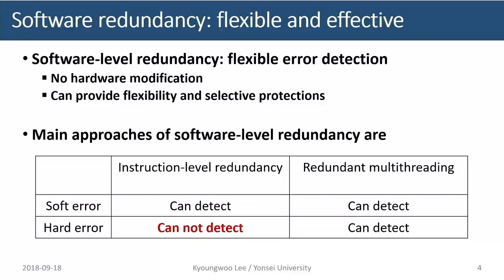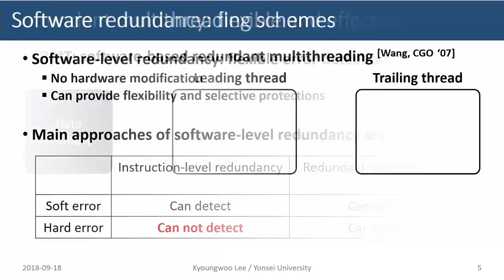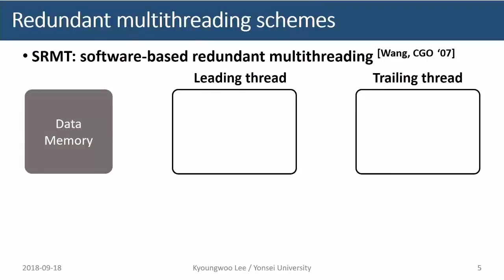Instruction level redundancy can detect soft errors, but not hard errors, because, as I mentioned, in general it runs the duplicated instructions on the same hardware. However, redundant multithreading can detect not only soft errors but also hard errors because the threads run on separate hardware components. So today I'm going to talk about redundant multithreading.